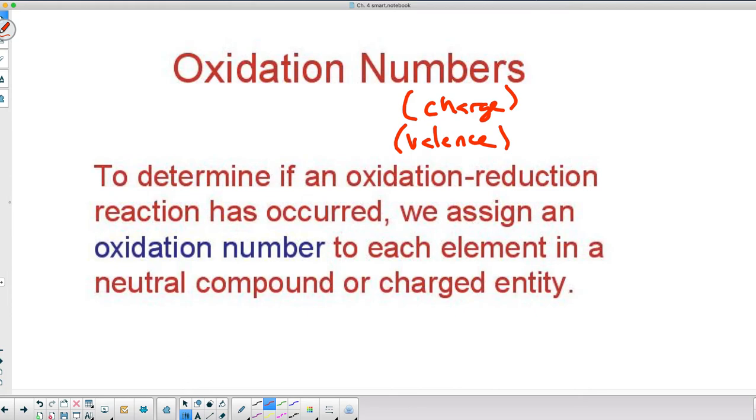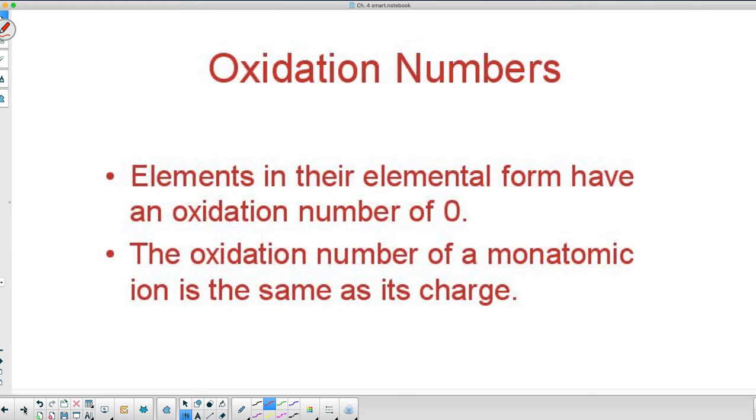So when we do oxidation reduction reactions, we have to be able to figure out what the charge is of the things that we're concerned about, because if we can't figure out the charge, we can't tell if the charge changed at all. And I think that makes sense. So there are a bunch of rules to talk about how things get a charge.